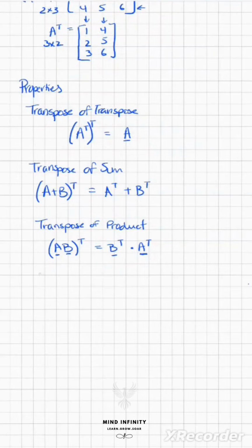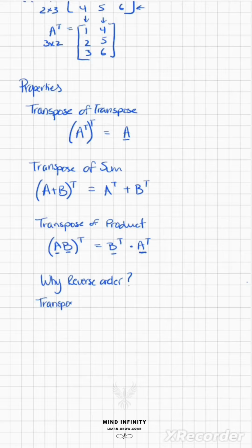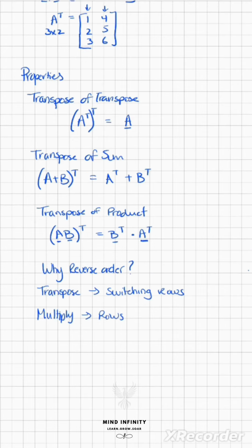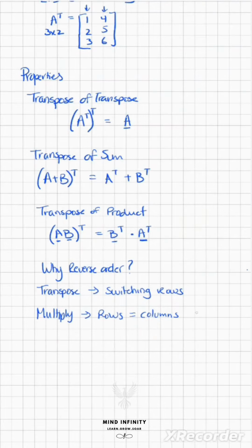Now you're wondering why the order of the matrices changes. As you know, transpose is about switching rows and columns. You know that when you're multiplying two matrices together, the number of columns of the first matrix has to equal the number of rows of the second matrix. When you are transposing, since you're switching the rows and columns, you want to reverse the order for you to be able to do that multiplication. That is why you reverse the order.